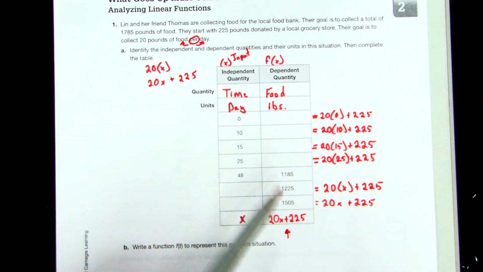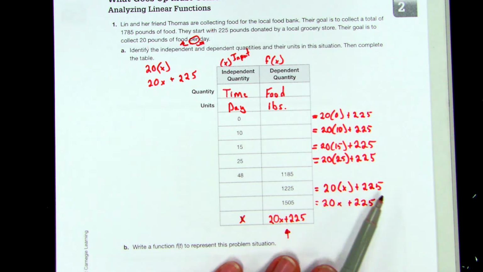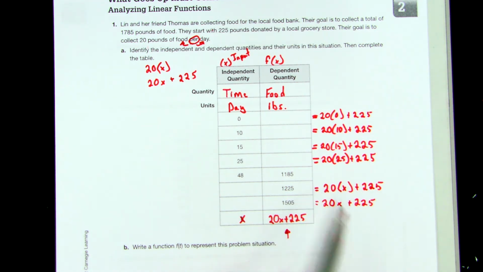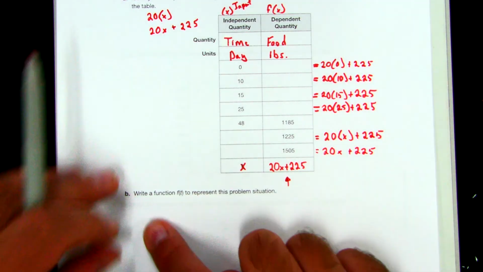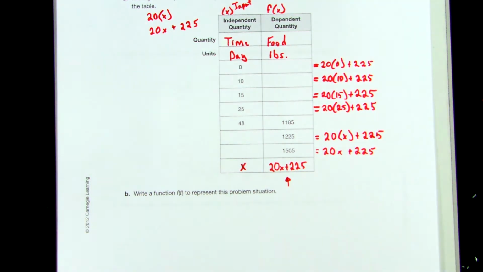This is simple math. And in here, what would you do first? You'd subtract 225 from both sides. Then you'd have to divide by 20. Here you'd subtract 225 from both sides, and then you'd divide by 20, and you'll get what your x is. All right? Now, here it says write a function of the problem.